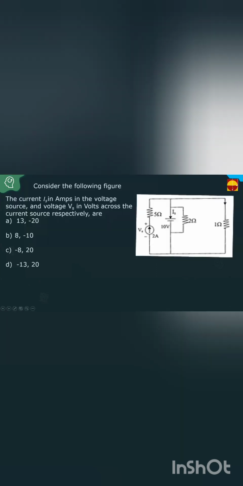This is also a GATE question. It is a common data question. There are 2 questions. Sorry, there is only 1 question. I will check it. Current through the 1 ohm resistor is also asked. Okay, we can check it. The current IS in amperes in the voltage source and voltage VS in volts across the current source, respectively. You have to find IS and VS. This VS you have to calculate. Yes, come on. How can you do this one?